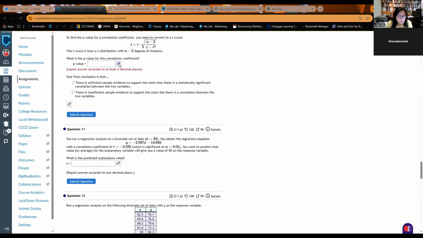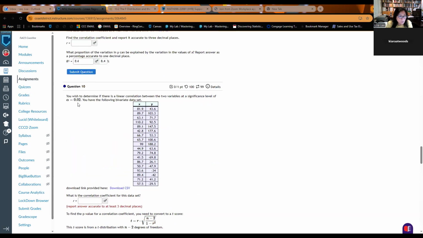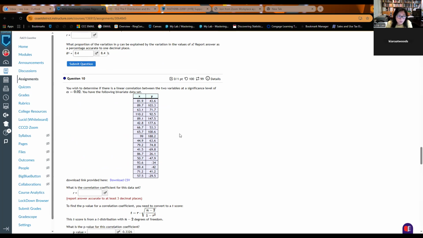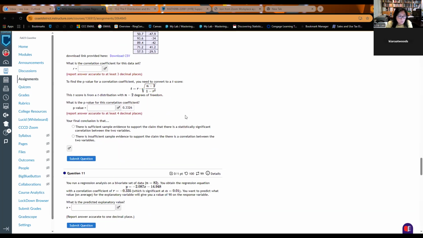So let's see. This one, the p-value is 0.3326, and our alpha is 0.02. So it's not less than. If it's not less than this number here, we cannot reject the null hypothesis. So do not reject the null hypothesis. That means there is insufficient evidence, because in the null hypothesis we assume non-linear. There's no linear. Assume nothing there.